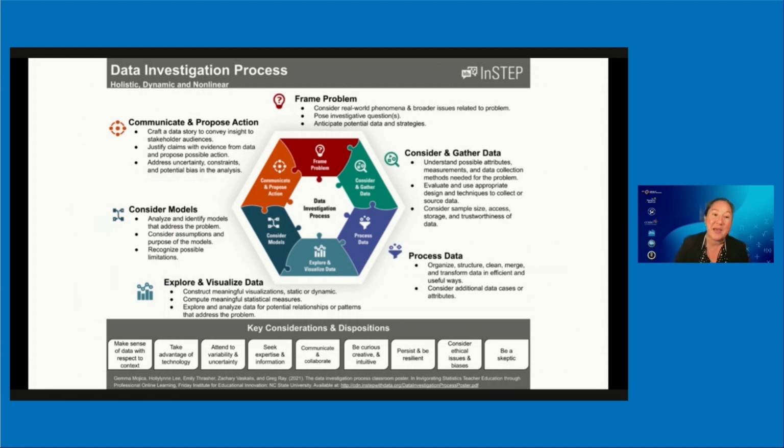And various aspects of this phase may even use different types of technology. So you may clean the data using a technology, but then you may visualize the data using something like CodeApp. And then you may decide I need to do some coding and I might need to use a tool like R. So the technology is going to be used for different purposes at different phases. It's very important to provide opportunities throughout all of these for students to attend to variability and certainty. And you want students to constantly be seeking expertise and information.